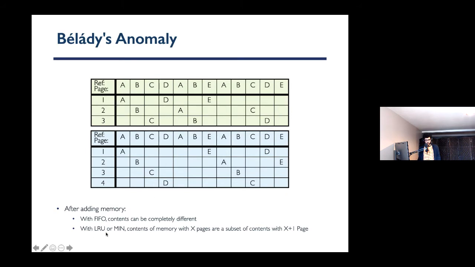With LRU and min, you won't get this. This depends on your replacement policy. As you just saw in this example with FIFO, you could get this anomaly, but with some other policies you don't. For example, LRU and min are well behaved. When you increase the size of memory, the number of page faults goes down.